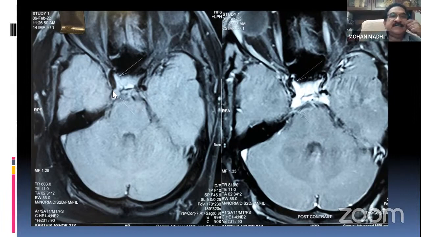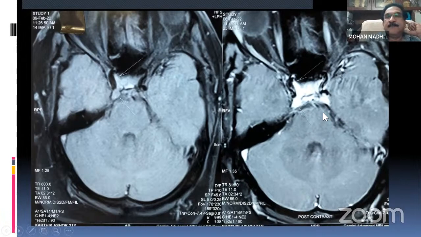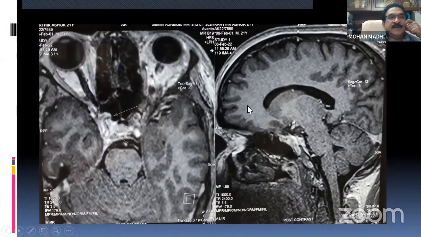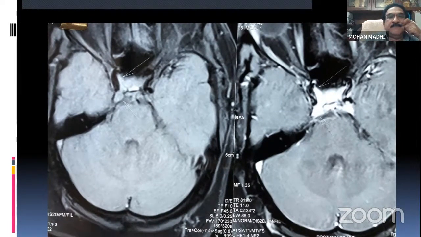On the right side, there is an area of isointense lesion in the posterior cavernous sinus, also near the optic nerve close to the chiasm. That is on the right side. This is what they found by the arrow, the asymmetrical enhancement. Again, it's pointing out the enhancement there, and these are the arrows shown on the right side.